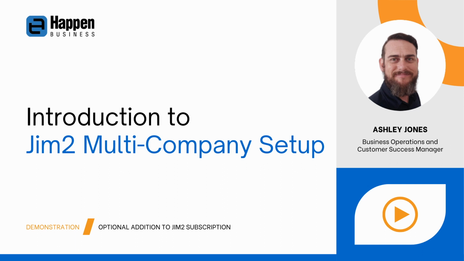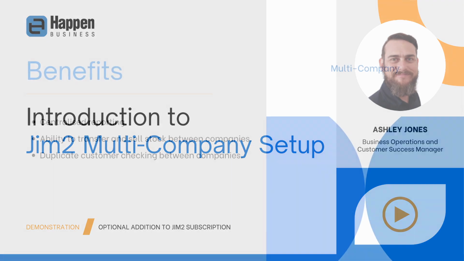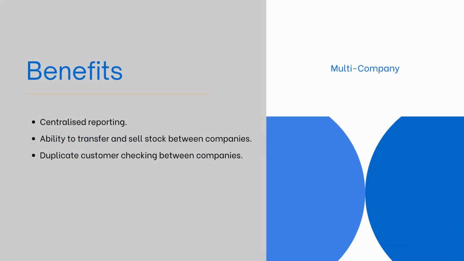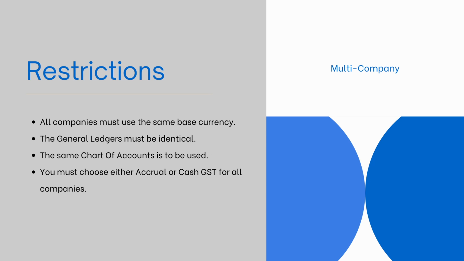With Jim2 version 4.5 comes a host of great new features, one of which is multi-company. This feature will allow you to host up to 255 companies with different ABNs within the one Jim2 database. Some benefits of using multi-company include centralized reporting, the ability to transfer and sell stock between companies, and duplicate customer checking between companies.